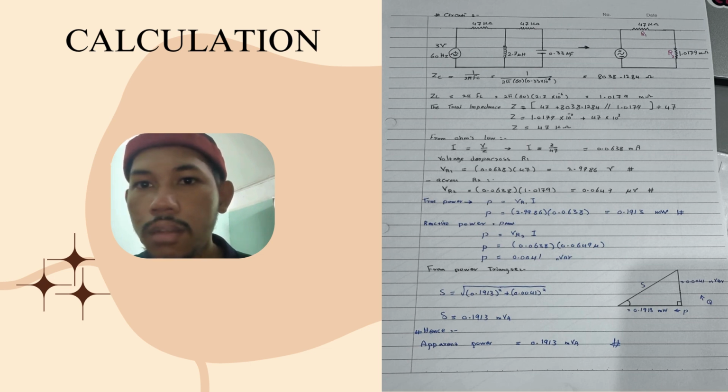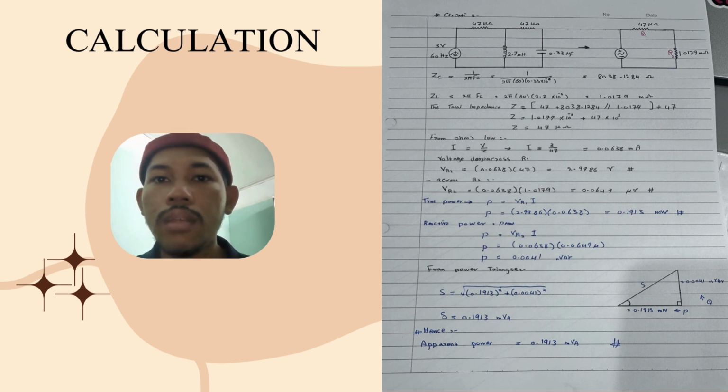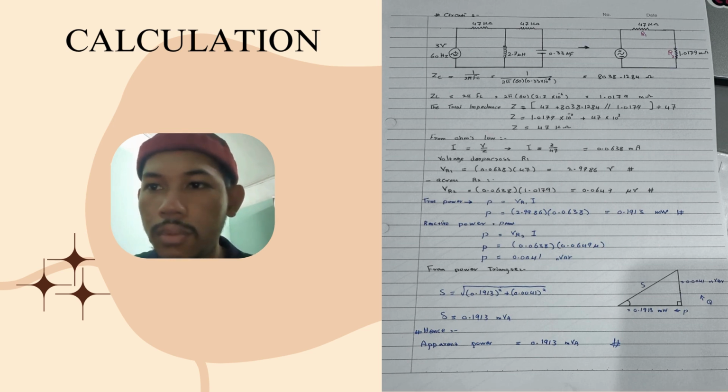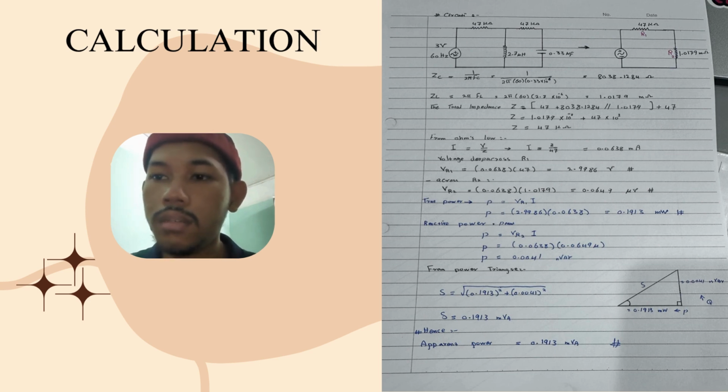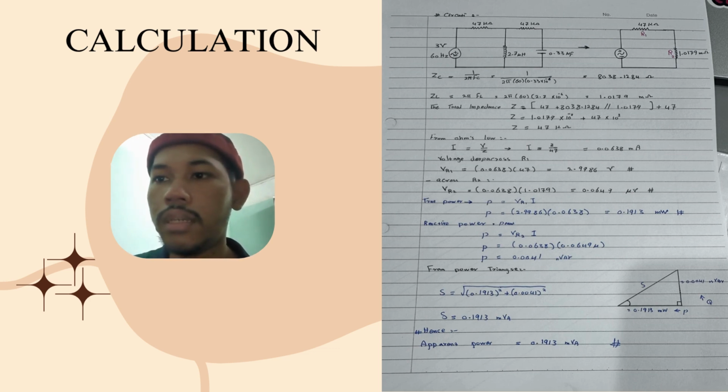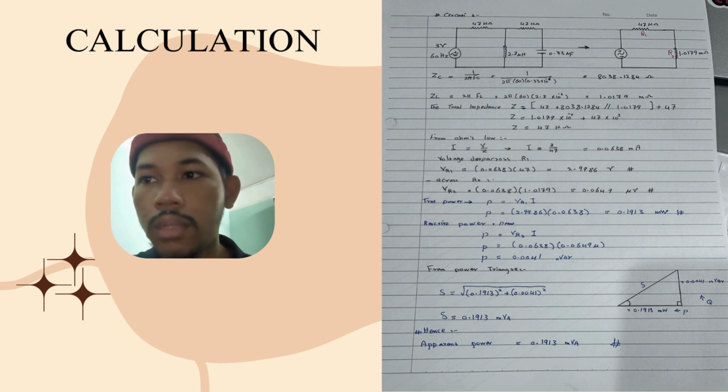Then step 6, lastly the power calculations. True power P equals the value of VR1 times current. The VR1 is 2.9986 times current 0.0638 equals 0.1913 milliwatt.